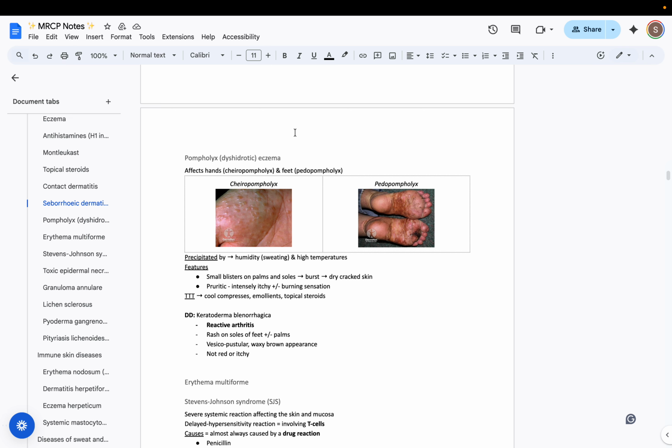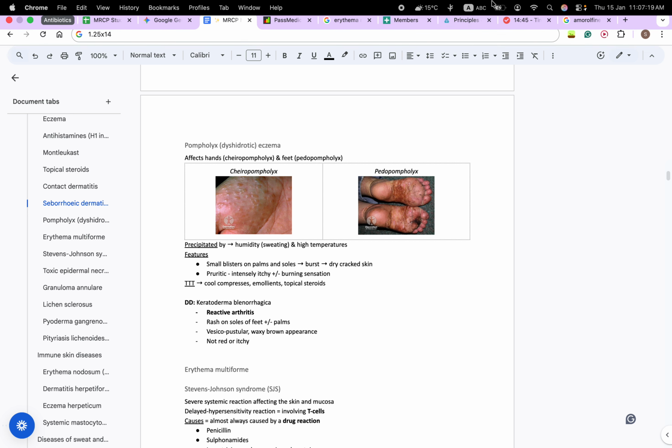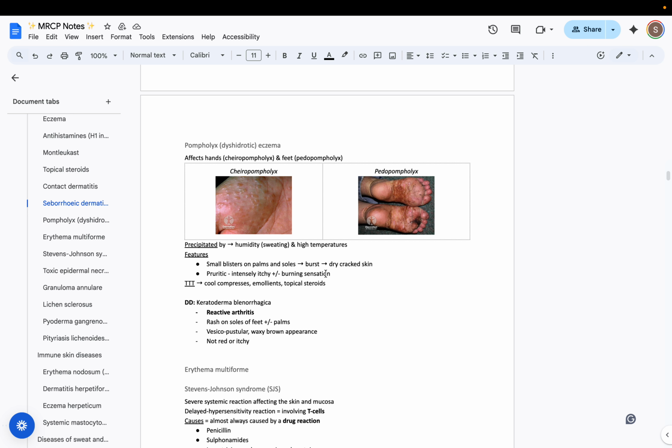Now, Pompholyx is a dyshidrotic eczema, affecting the hands and feet. So, hand is chiro, feet is pedo. It's precipitated by humidity and high temperature, and it causes small blisters that burst and can lead to dry, cracked skin. They're very, very itchy. They have a burning sensation. Treatment is cool compresses, emollients, and topical steroids.